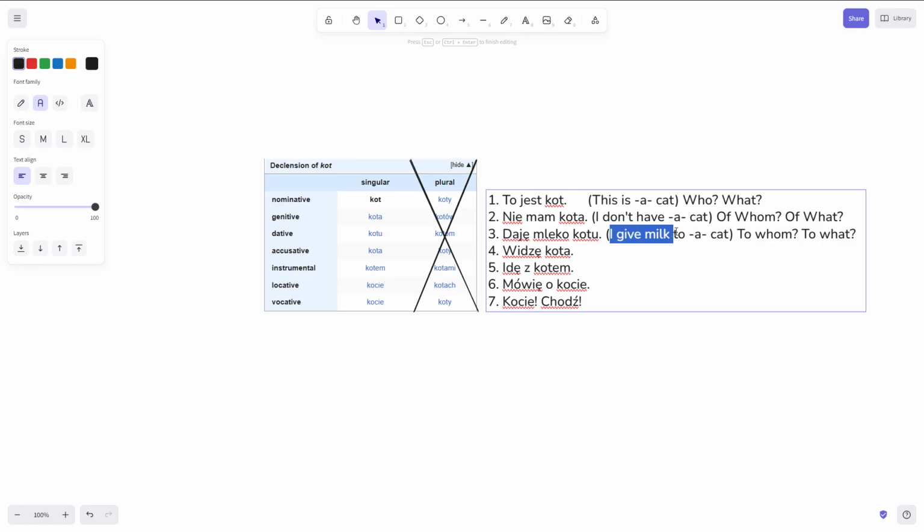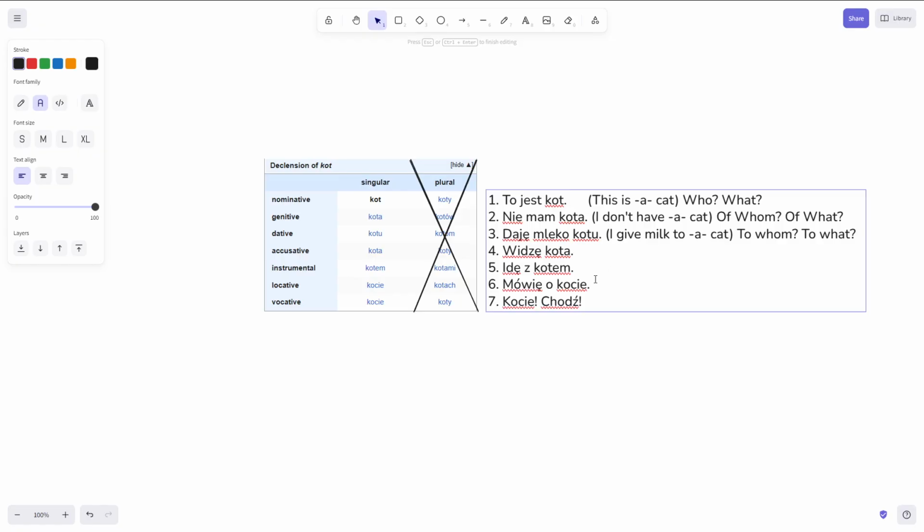I give milk to whom, to what. And to answer that question, we have to modify cat to be in that form. And then we do not need to put any additional preposition, because just by adding that u at the end already informs us that we're giving something to the cat. Okay, I hope you get it. There is no preposition. We're just using that form that answers these questions.